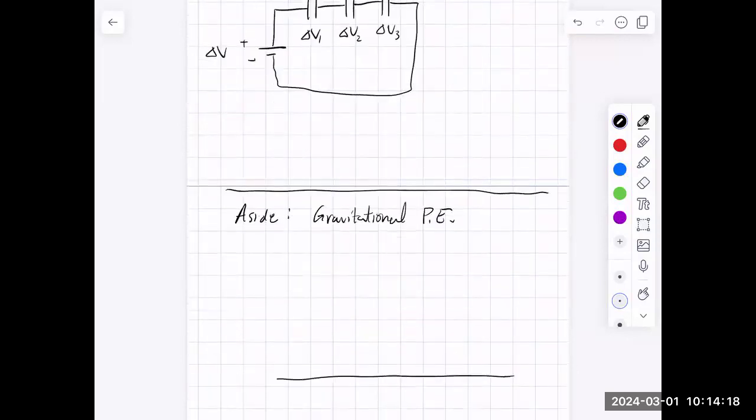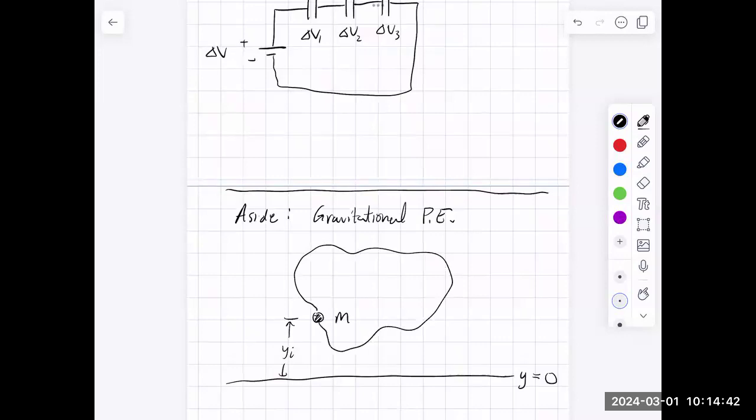So let's imagine this is the ground. Maybe we'll call this height y equals 0. And then we're going to take a point mass, and maybe it starts at some position where it's a height y initial above the ground. Okay, and then we're going to take this point mass, maybe it has mass m, and we're going to move it around in a little circle. And we're going to keep track of all the changes in potential energy as we go around this circle.